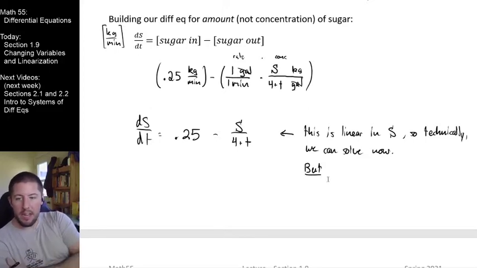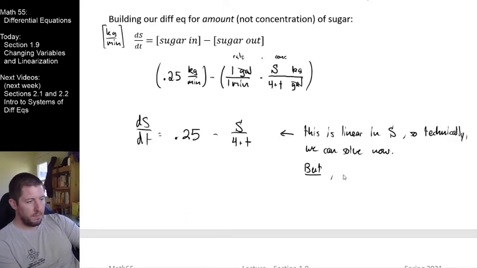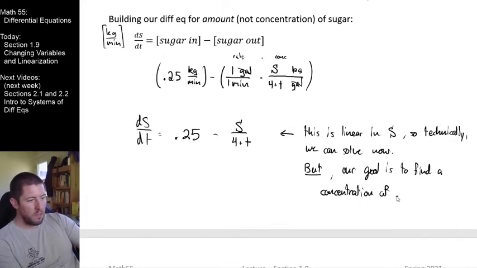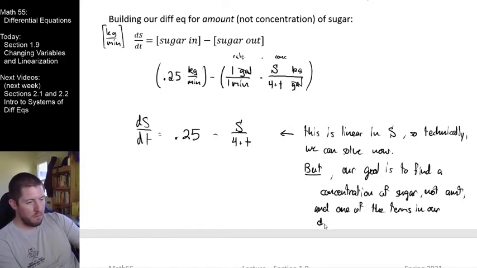We're going to take a little sideways adventure with this. Technically speaking, I think we could just straight up do the problem from here. But I do think that there's value, especially in application problems, to stop and say, are some of these quantities things that we could name as other things? Our goal is to find a concentration of sugar, not amount. And one of the terms in our DIFQ is the concentration.